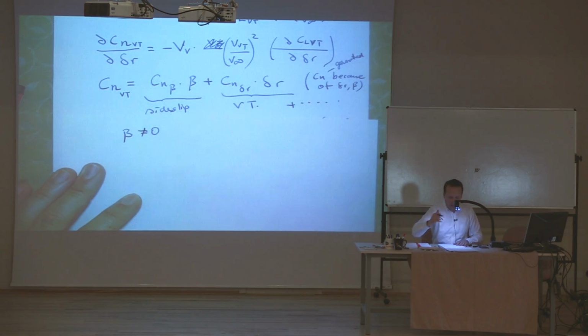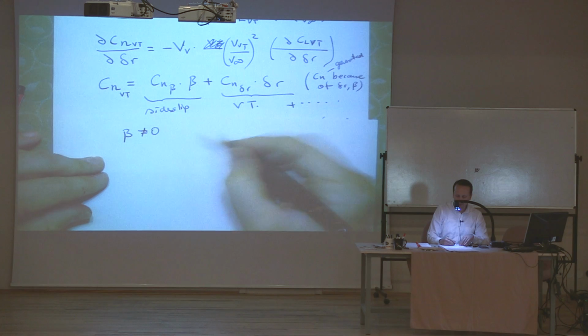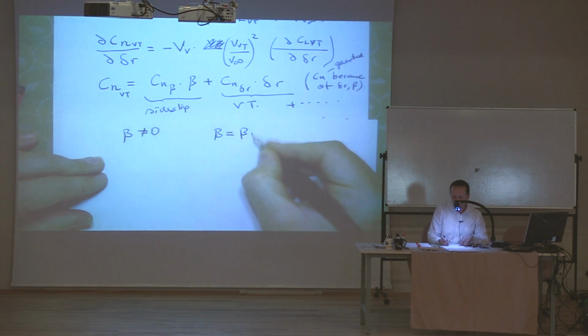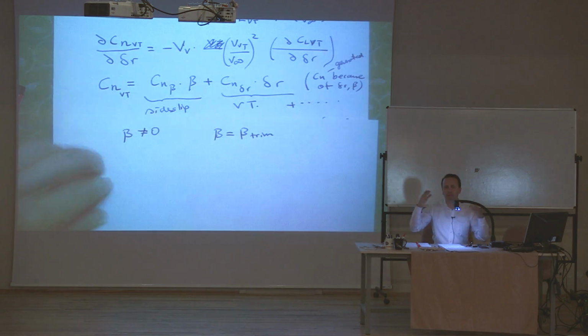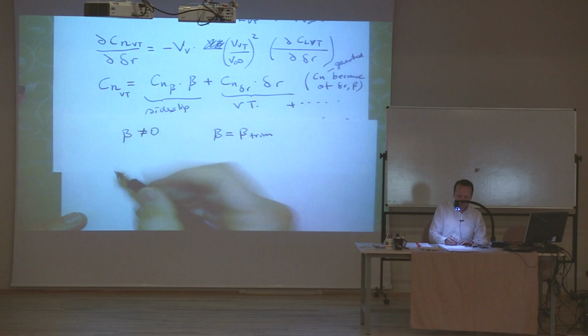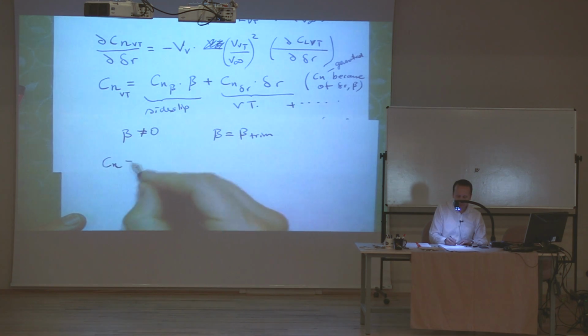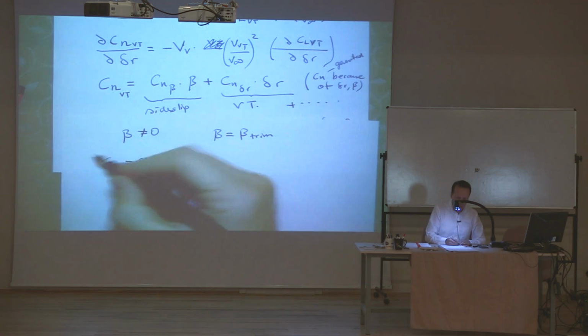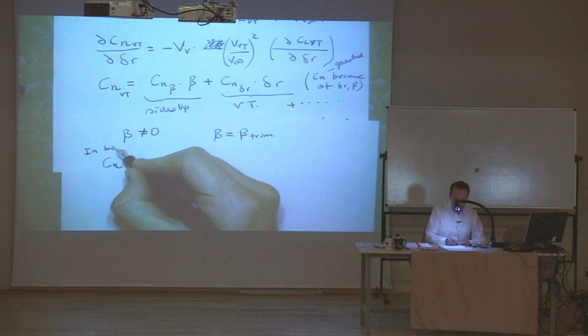So what is the trim condition then? What we are talking about is beta is not equal to beta 0. So beta is equal to some beta trim value. Let's say I want to fly with a side slip of 10 degrees. But in trim, Cn still must be equal to 0. Well, that's the definition of trim: moments and forces are equal to 0. Cn must be equal to 0 in trim. So this is now in trim.